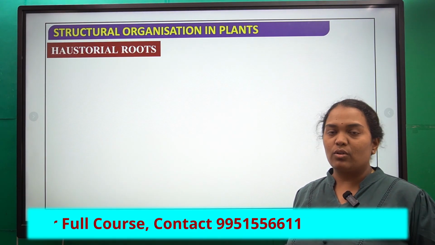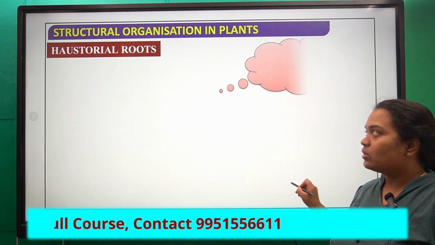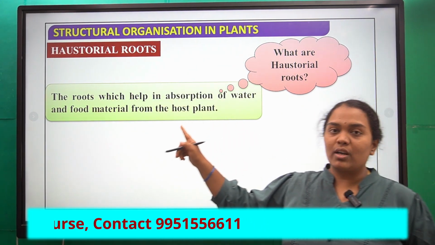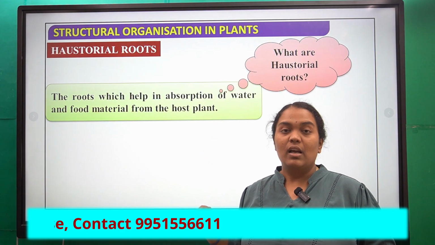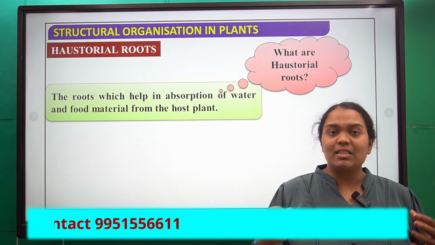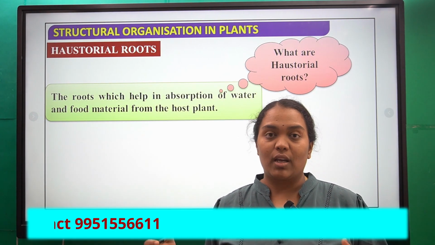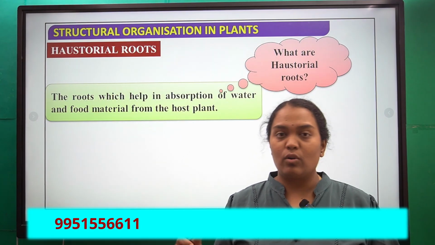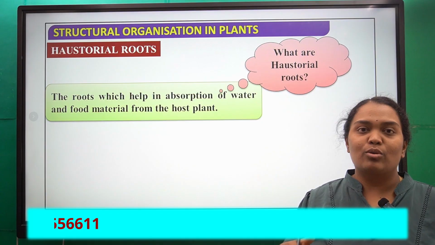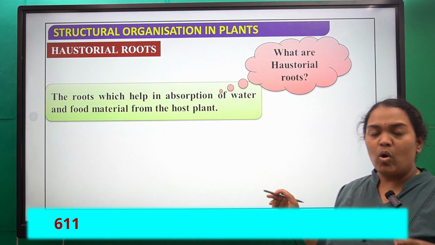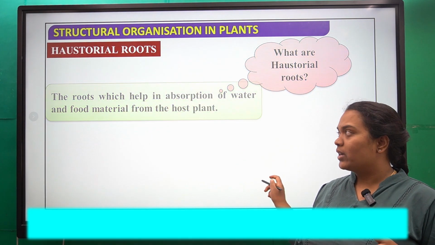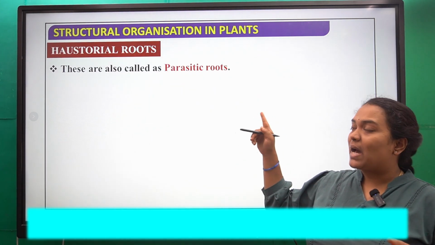Next modification of the roots is haustorial roots. So what are these haustorial roots? The roots which help in absorption of water and also food materials from the host plant. So they are taking not only the water but also the minerals and other energy sources from the other plant on which they are growing. The host plant is the organism allowing the other plant to grow over it, giving all the required nutrients to it. So these are called parasitic roots.